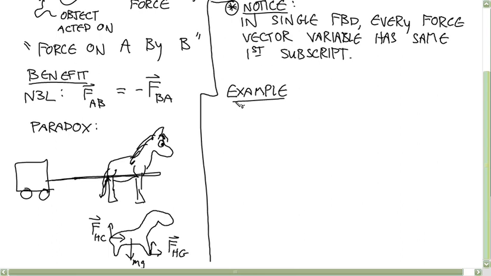So let's say we have a tabletop. And in the middle of this tabletop, we have just a little chunk of material, and we want to know what's happening on that. Why would you want to do that?